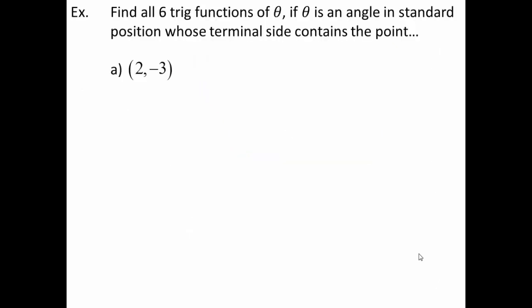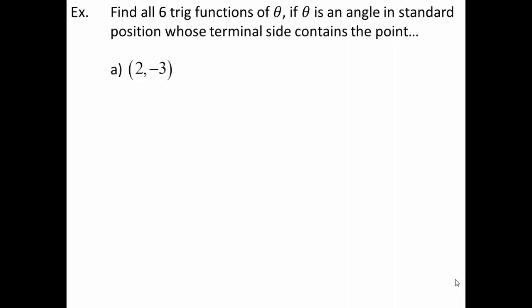So let's start basically the same way we started in section 1, by setting up all 6 trig ratios. Let's find all 6 trig functions of theta if theta is an angle in standard position whose terminal side contains the point (2, -3). So in this situation, I'm not giving you a triangle and finding all 6 trig ratios. I'm giving you a coordinate that you can use to build a triangle and then find all 6 trig ratios. So let's look at this one together, and then I'll give you the next couple on your own.